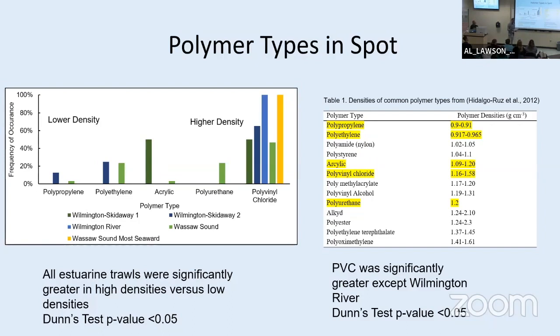So when we categorize polymers based on their density, we found significance amongst the high density polymers in comparison to the low density polymers. There was a significant greater amount of occurrence of the high density polymers of polyurethane, polyvinyl chloride, and acrylic in estuarine trawls, but there was no significant difference amongst our coastal trawls. And then polyvinyl chloride was almost always the highest occurring polymer type of spot and was statistically greater compared to other polymer types and had the highest maximum density reported by that literature review that I mentioned previously.